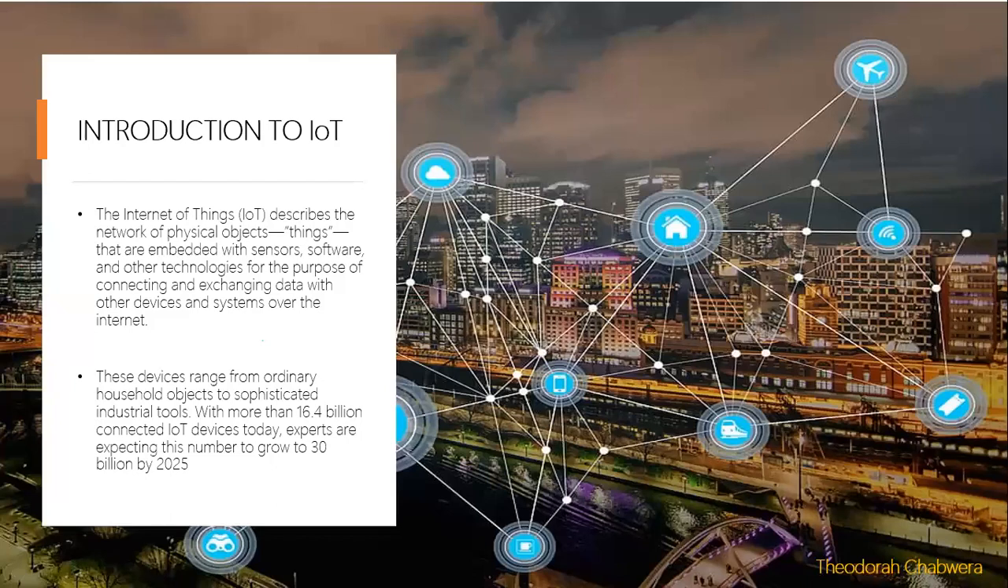So coming to the introduction to IoT, IoT simply stands for Internet of Things, which describes the network of physical objects that are embedded with sensors, software, and other technologies for the purpose of collecting and transferring data with other devices and systems via the internet. These devices can range from ordinary household objects that we know to more sophisticated industrial tools. According to statistics, there are more than 16.4 billion connected IoT devices today, and experts expect this number to grow to 30 billion by 2025, which is next year.